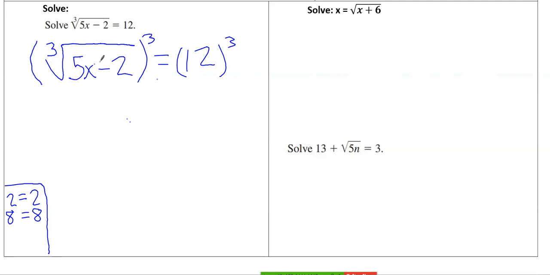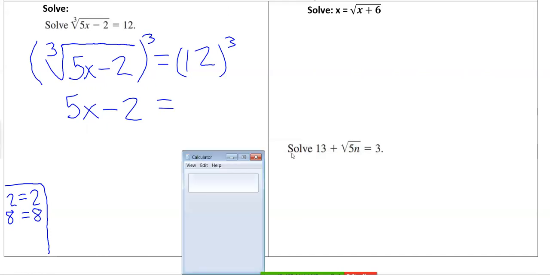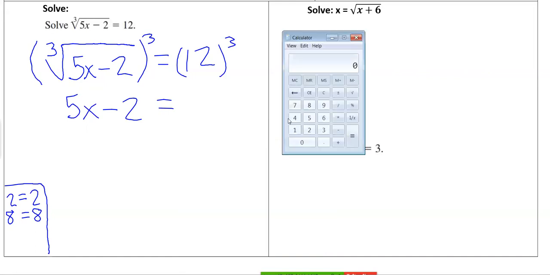Okay, so when I cube this, I have 3 factors of the cube root of 5x minus 2, so that leaves me with 5x minus 2. And then I have to do 12 cubed. I'm going to use this amazing Windows calculator that I have here that loads very slowly. I don't even have a power, huh? I'm just going to have to do 3 factors of 12. Well, that's okay. I knew it was 144. I don't know why I did it twice. Okay, 1,728. 1 group of 1,000, 7 groups of 100, and 2 groups of 10, and 8 groups of 1.